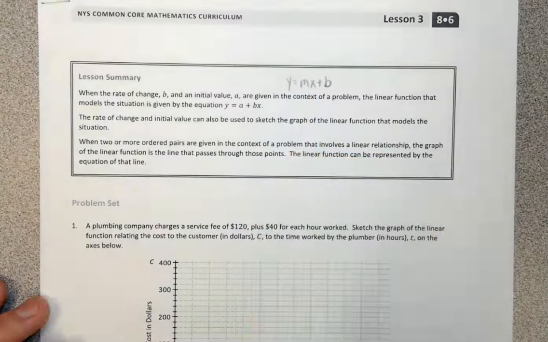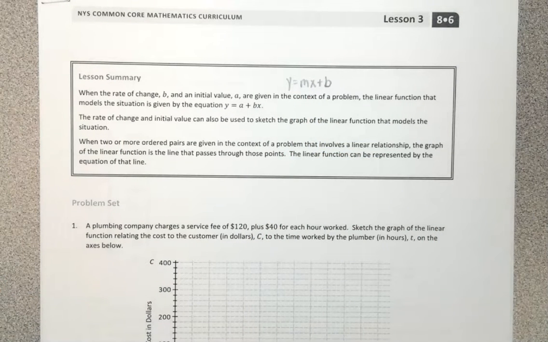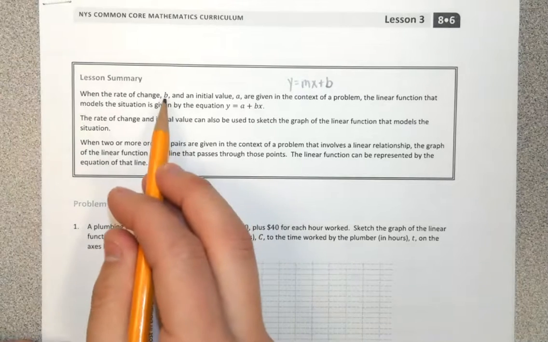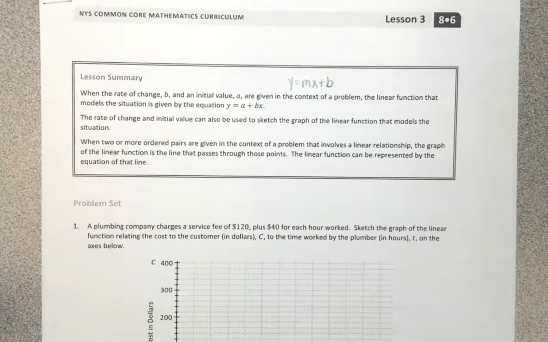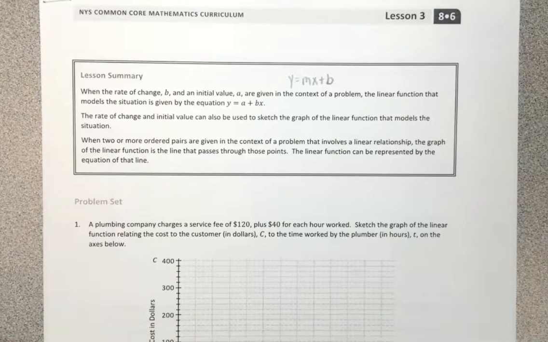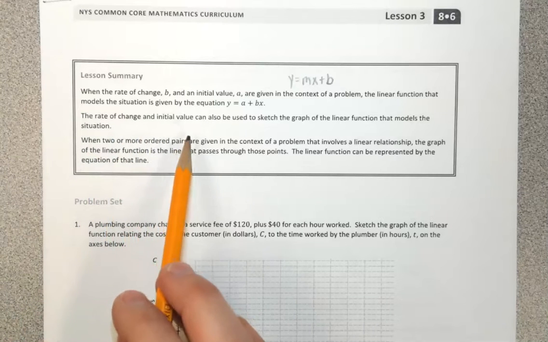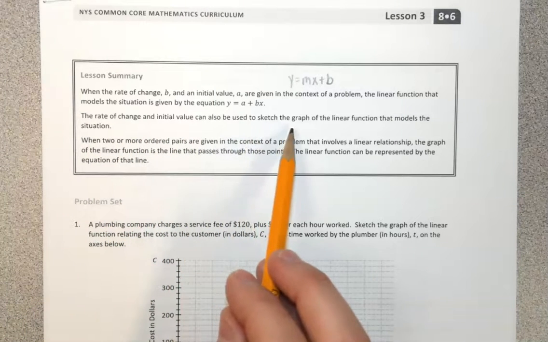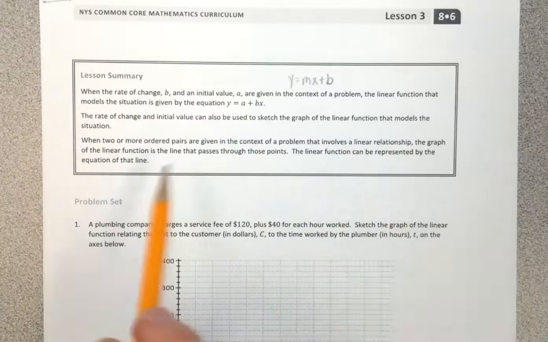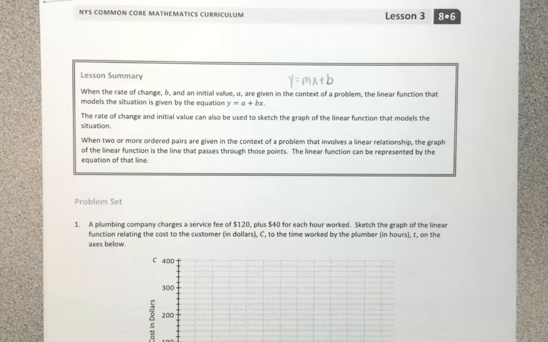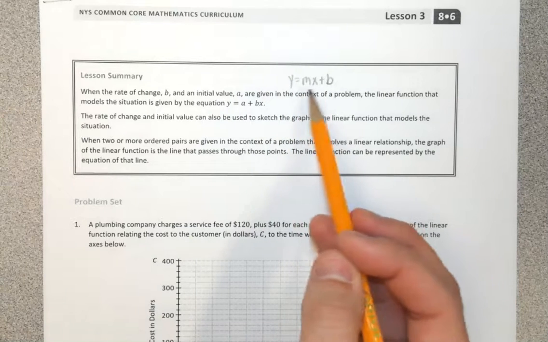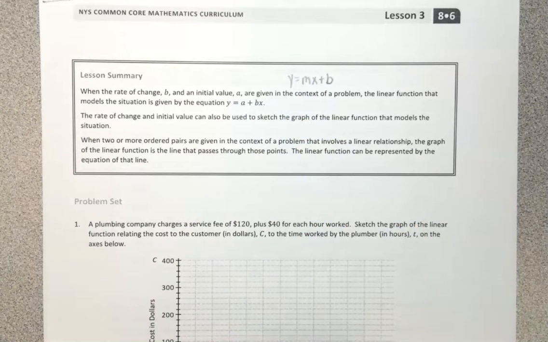They're really, for lack of better terms, just throwing other variables at us. And remember, variables are the letters of unknown values that represent something. So just keep all of that in mind. The rate of change and initial value can also be used to sketch the graph of the linear function that models the situation. We've been talking about this the last few days. It's important that you realize that you can have an equation that represents a scenario. You can also put that scenario on a graph or even a table.